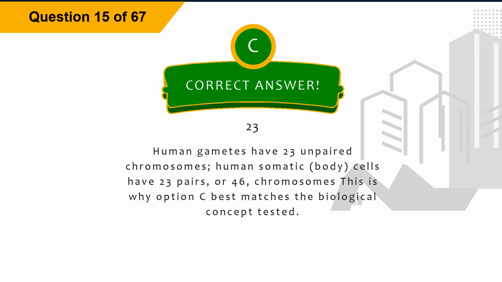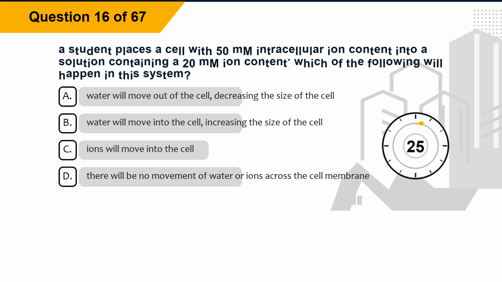The correct answer is option C, 23. Explanation. Human gametes have 23 unpaired chromosomes. Human somatic body cells have 23 pairs, or 46, chromosomes. This is why option C best matches the biological concept tested. Question 16. A student places a cell with 50 mM intracellular ion content into a solution containing a 20 mM ion content. Which of the following will happen in this system?